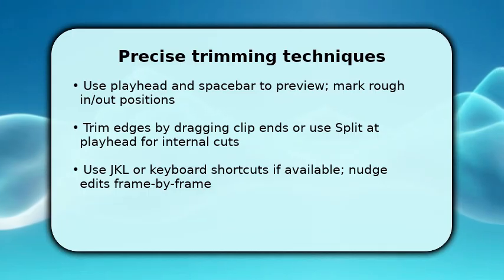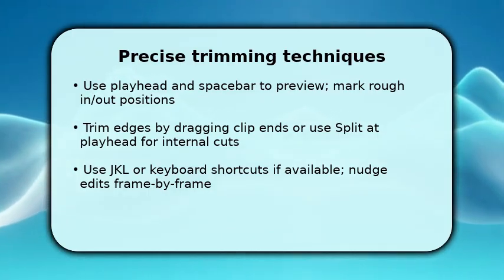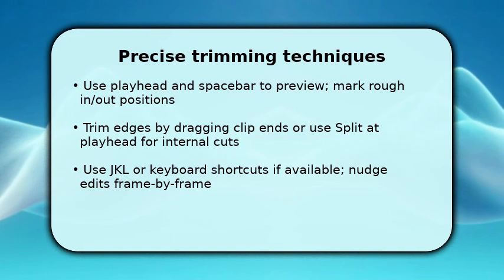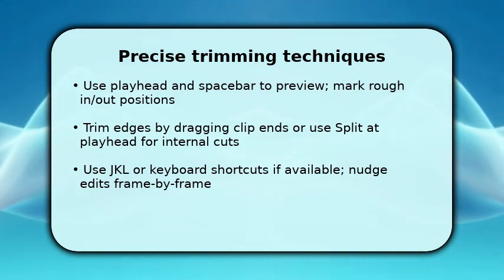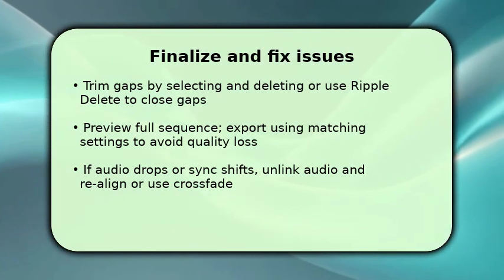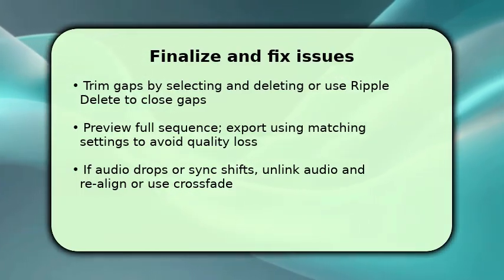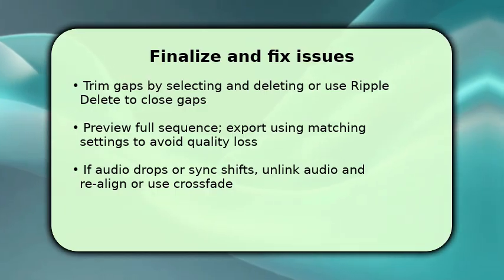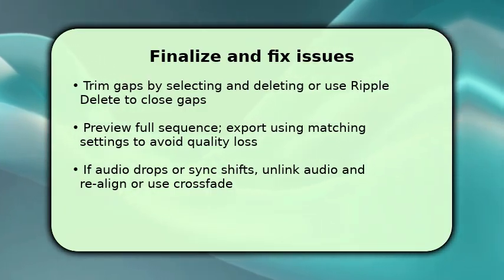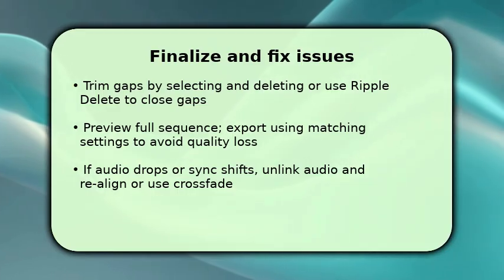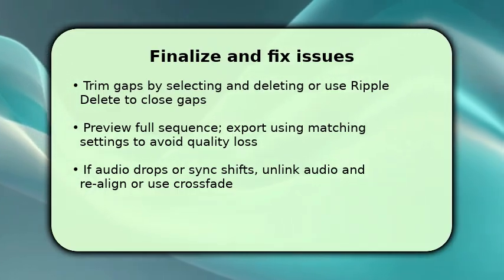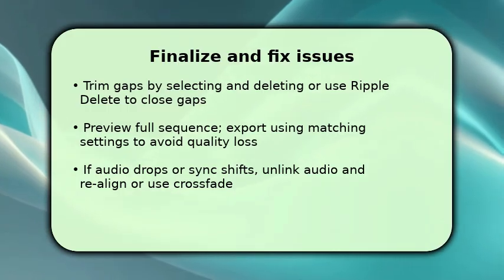If clips have transitions or overlays, collapse or unlink tracks temporarily so trims don't shift other elements. Finish by tightening the sequence. Remove gaps manually or use ripple delete to automatically close spaces and maintain timing. Once all trims are made, play the full timeline to confirm flow, audio sync, and transitions. Small timing errors are easier to spot in continuous playback.